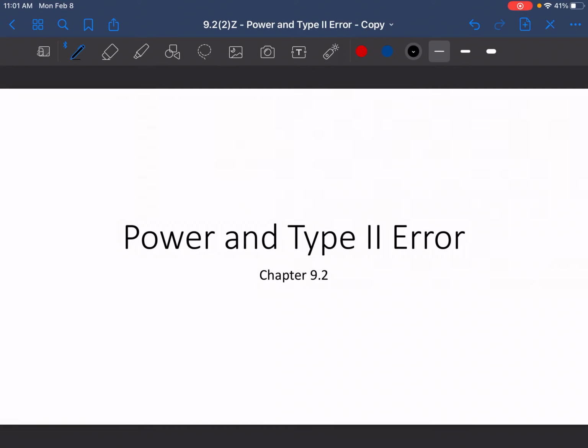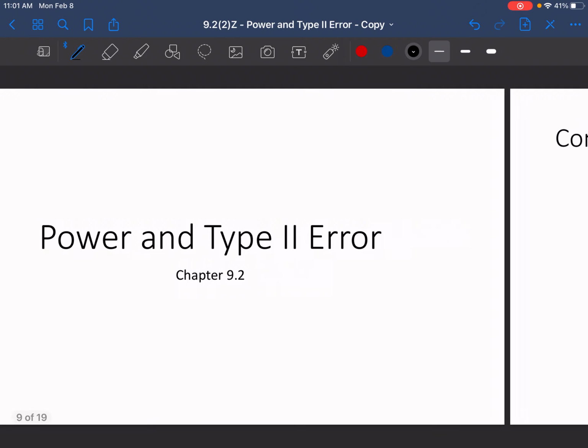All right, guys, in this lesson we're going to be looking at power and type 2 error. So our objective here is just to interpret the power of a test and describe what factors affect the power of a test, and we're also going to describe the relationship among the probability of a type 1 error and the probability of a type 2 error, or the difference between significance versus power, basically.